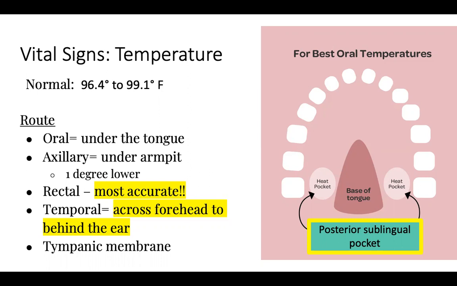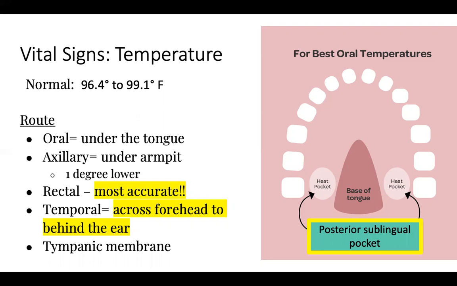Rectal is the most accurate then. I would say axillary is probably the least accurate. Rectal is the most accurate. Of course, this is very invasive, so we don't want to do this for everybody. But if you have somebody unconscious, or a younger child who can't hold the thermometer under their tongue, rectal is going to be the best indication of temperature.